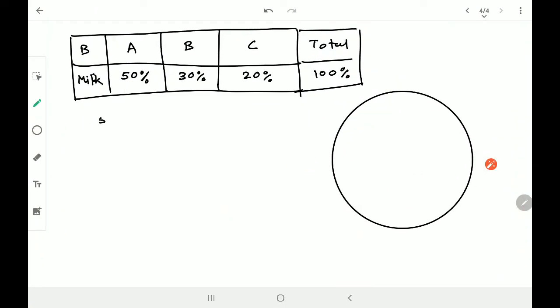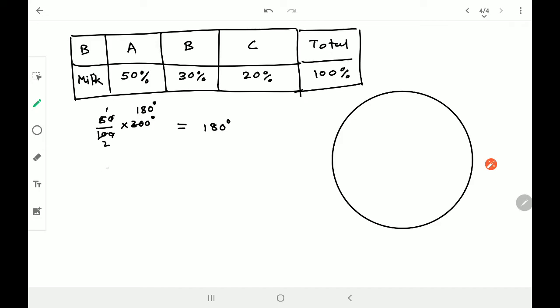So it is 50 upon 100 as a fraction into, of course, 360 degrees, right? So this gets cancelled, 5 ones are 5, 5 twos are 10, and 2 eights are 16, correct. No, wrong. 180 degrees, right? So we have this equal to 180 degrees.